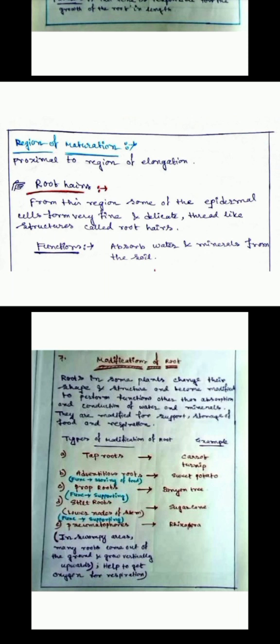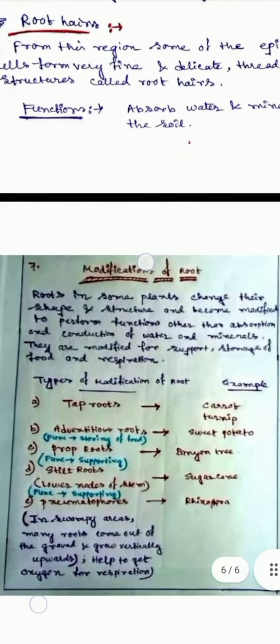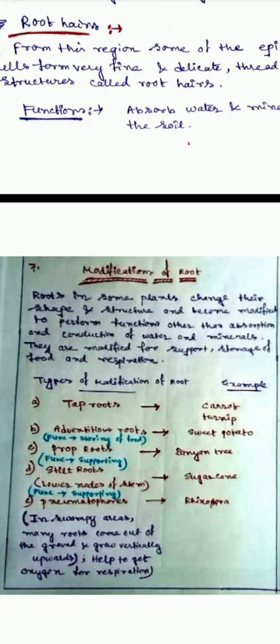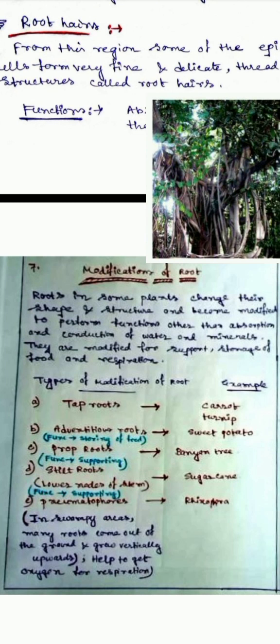Taproots. Example: carrot and turnip. Now point B. Adventitious roots. Example: sweet potato. The function of adventitious roots is storing of food. Option C. Prop roots. Example: banyan tree. The function of prop roots is supporting.